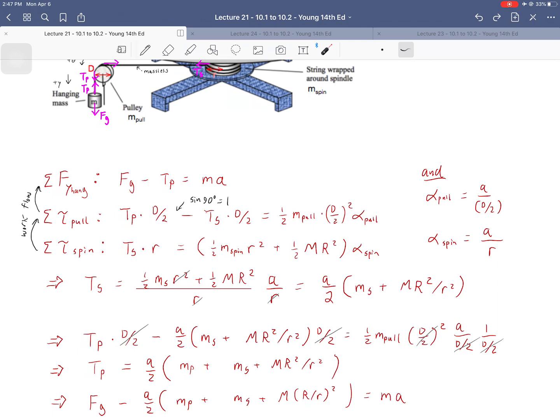All right, so a couple things to think about. First of all, we have that the angular acceleration of the pulley is going to be a divided by D over 2, because D is the diameter of the pulley. And the angular acceleration of the spindle is just going to be a over R.